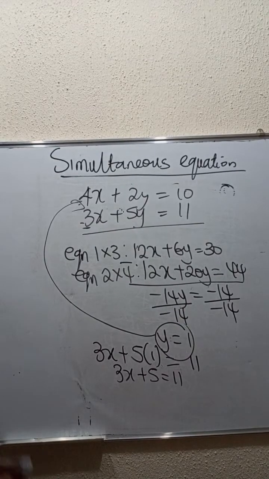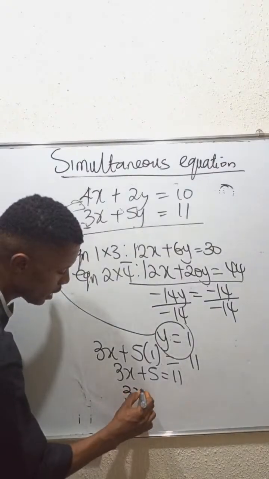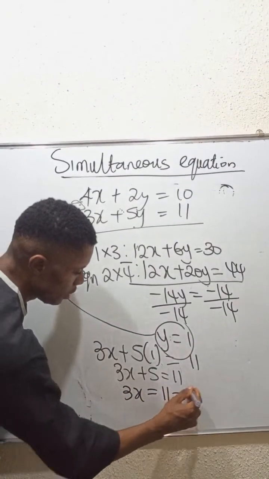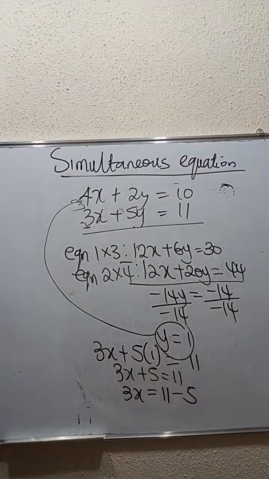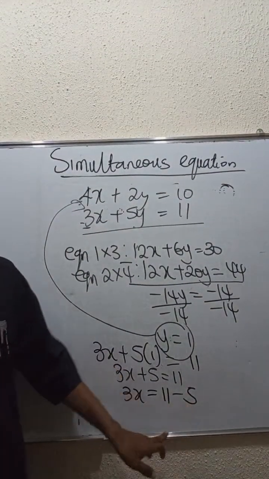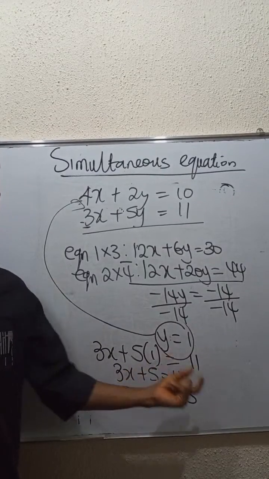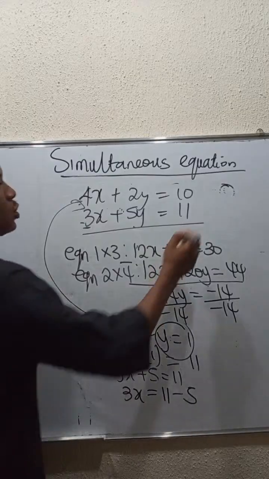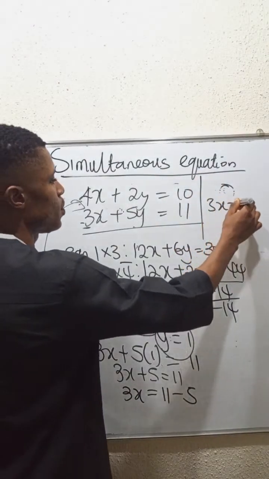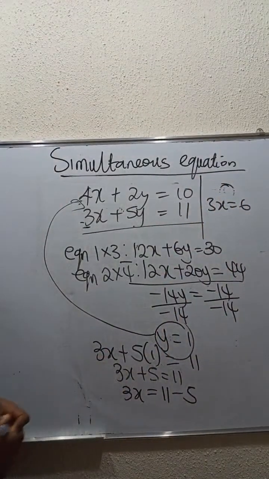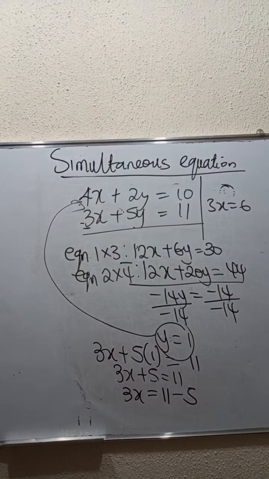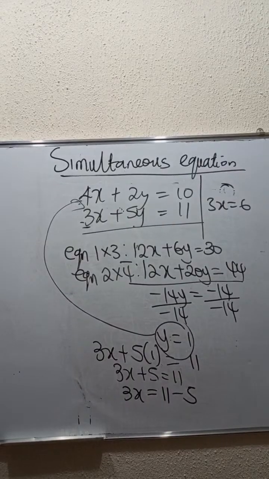The next thing we do is that we have the 3x plus 5 will be equal to 11 minus 5. What is 11 minus 5? I just subtracted 5 from both sides. So 11 minus 5 is 6. This shows you that 3x is equal to 6.